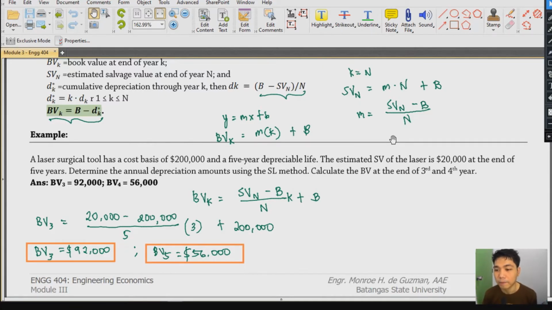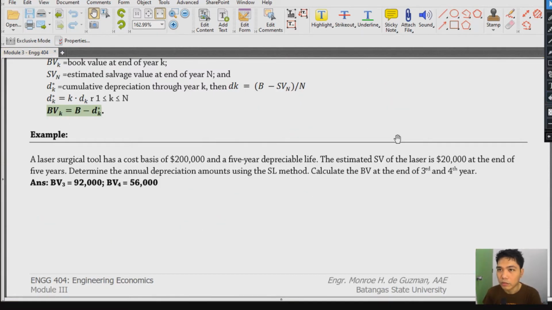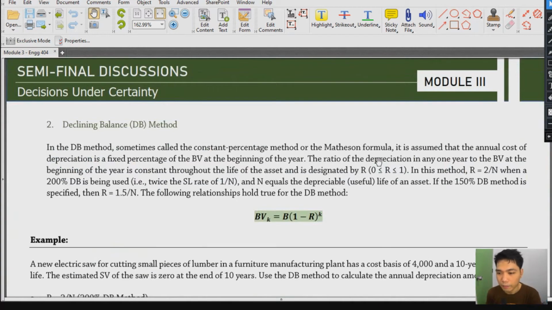I hope madali ito sa inyo kasi these are just very easy concepts of the straight line. We use a regression, you can use the calculator, anything that you like. And remember, we also tackled this in advanced mathematics if you already know. So this will be very easy for you. Now let's head to the next, which is all about the declining balance method.